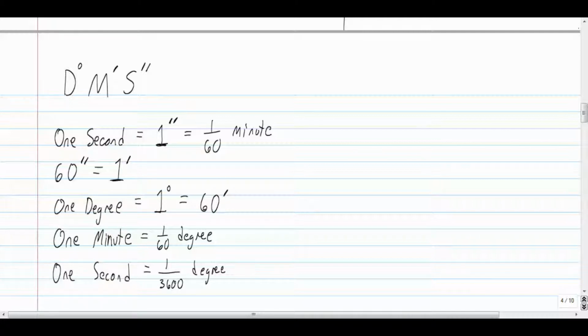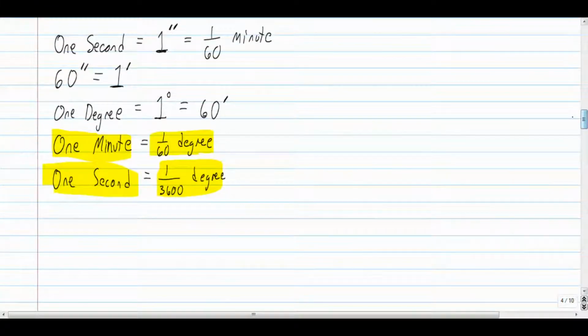So when we're going from degrees, minutes, seconds to a decimal in degrees, we're going to need to use the fact that 1 second is 1/3600th of a degree. 1 minute is 1/60th of a degree. Okay? Let's say that we wanted to convert 50 degrees, 6 minutes, 21 seconds to a decimal in degrees.